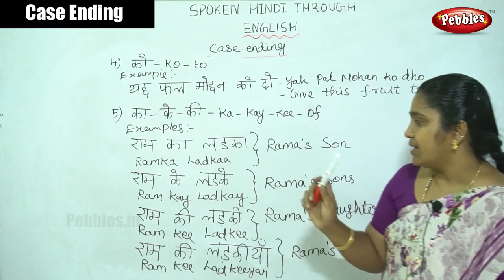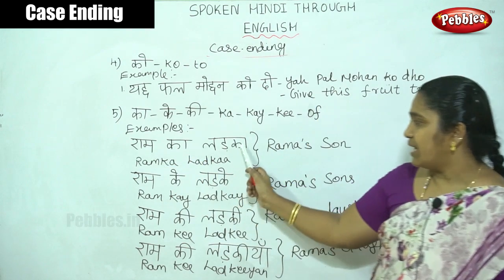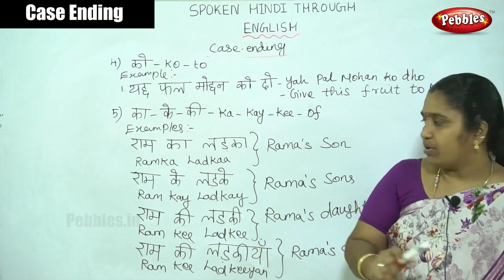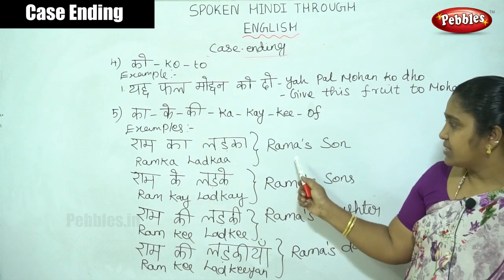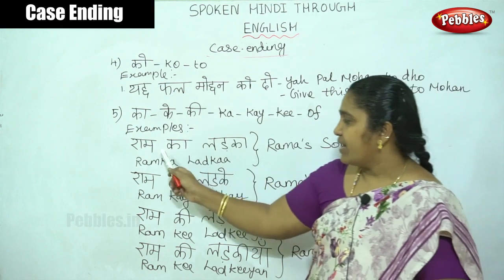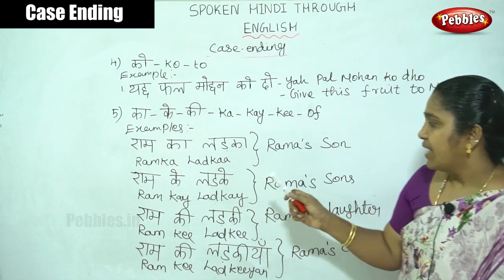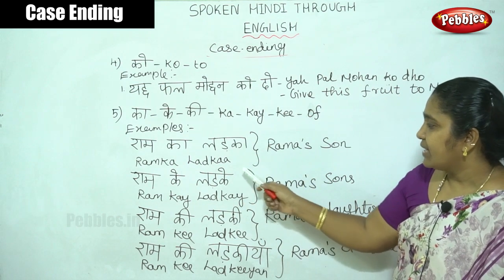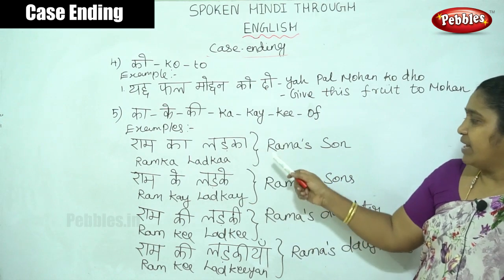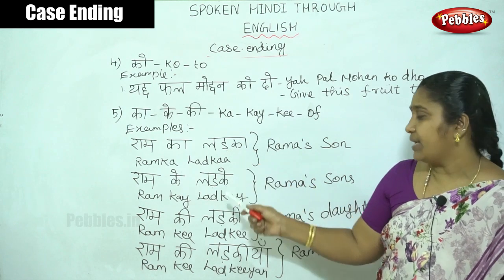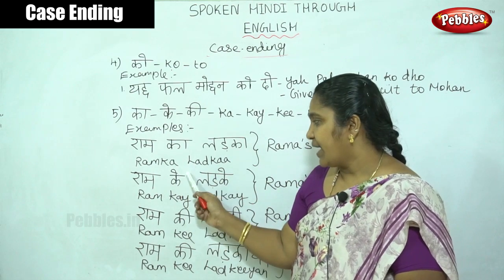Ram ka ladka. Here Ram and ladka are both male. The meaning is Rama's son. Both are male, so we use the case ending ka. Here we have only one singular person. For plural persons in the masculine, we have to use ke.